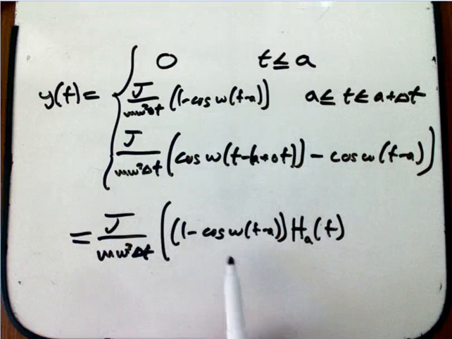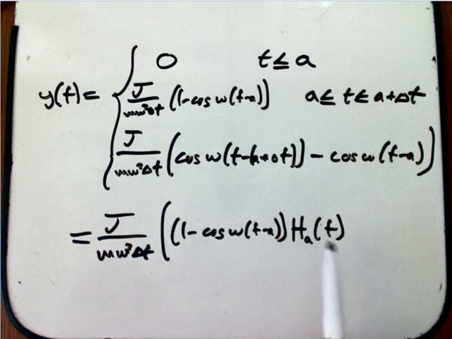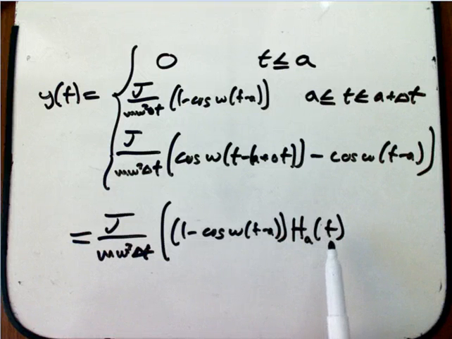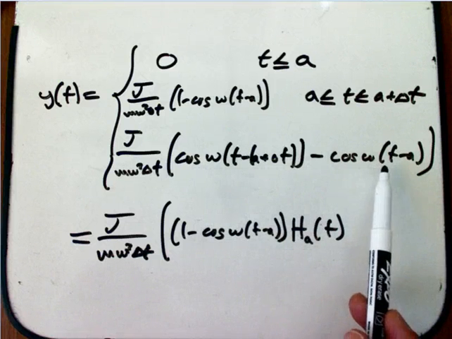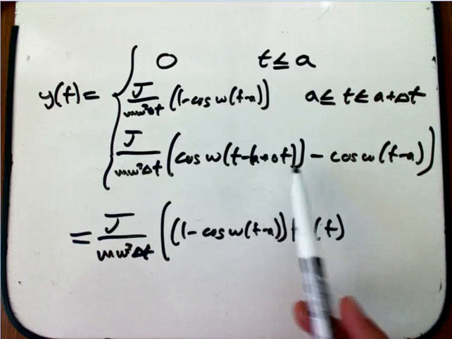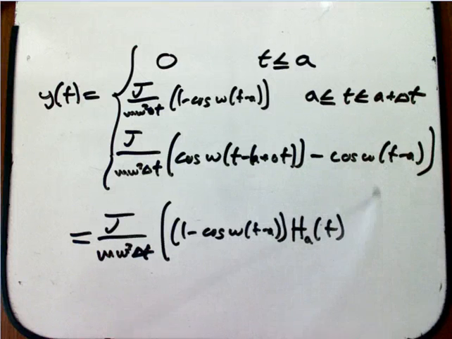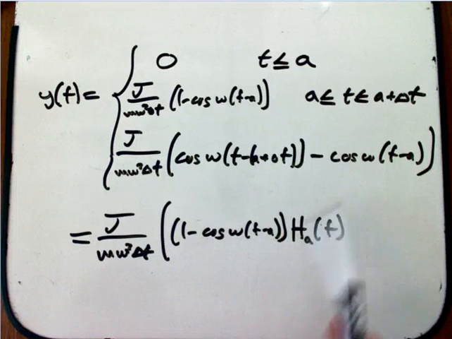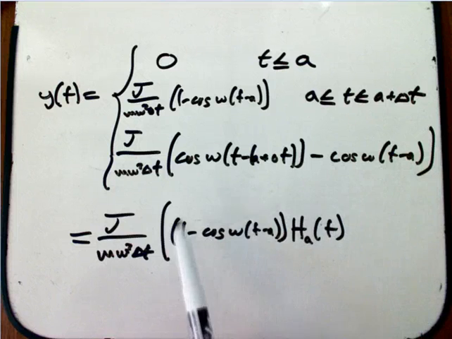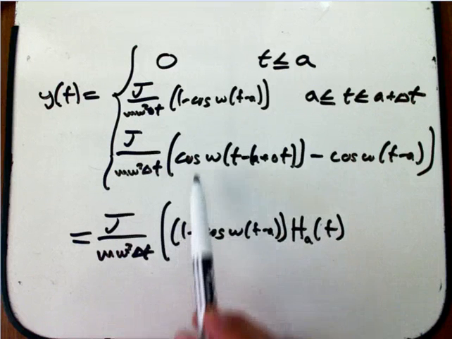Okay. And then we want to turn that off and turn on this guy at a plus delta t. Well, the thing is, though, we want to leave the minus cosine omega t minus a alone. It actually is part of this. So we just need to turn off the 1 and turn on this guy.